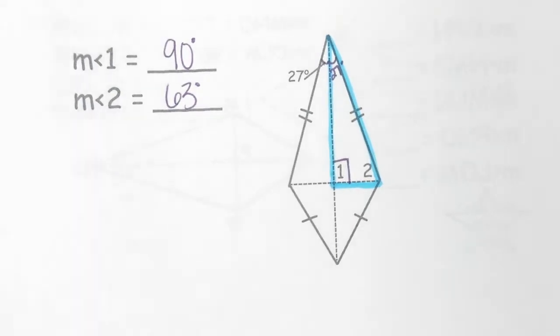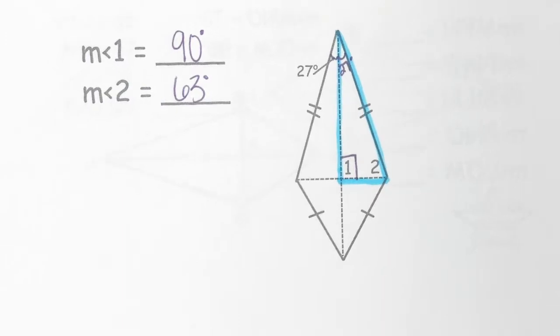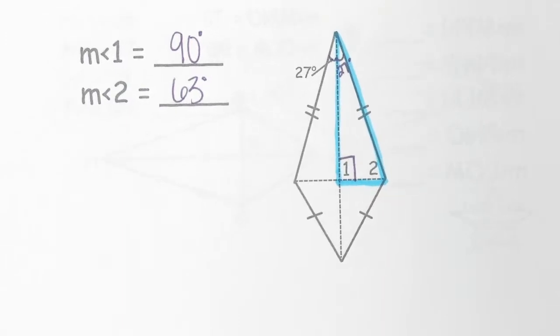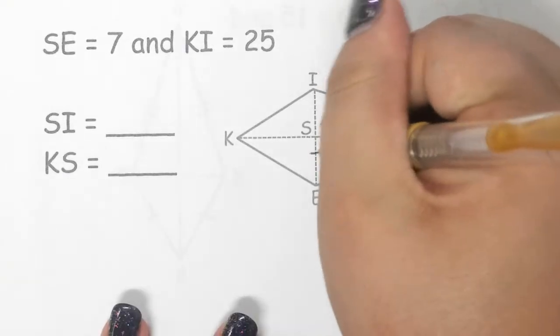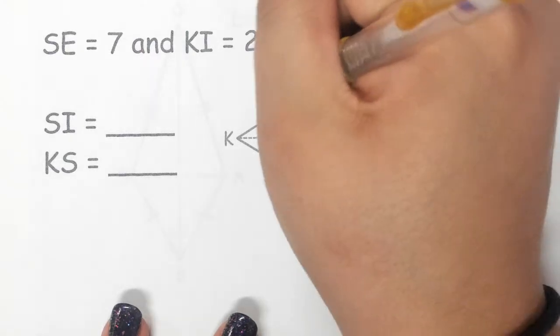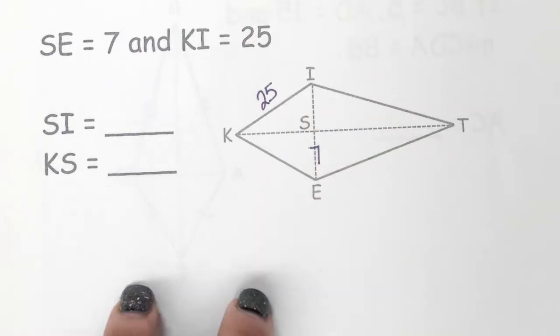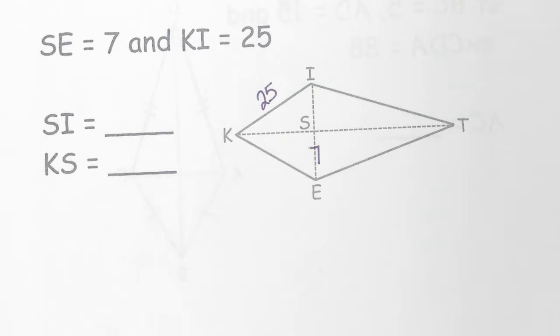Are you ready for example 2, or are you still drawing? No, I'm done. Example 2. If you could both just not talk, that'd be great. SE is 7, KI is 25. I'm going to give you a minute to draw it. Please make sure you label the letters because it's going to make all the difference.